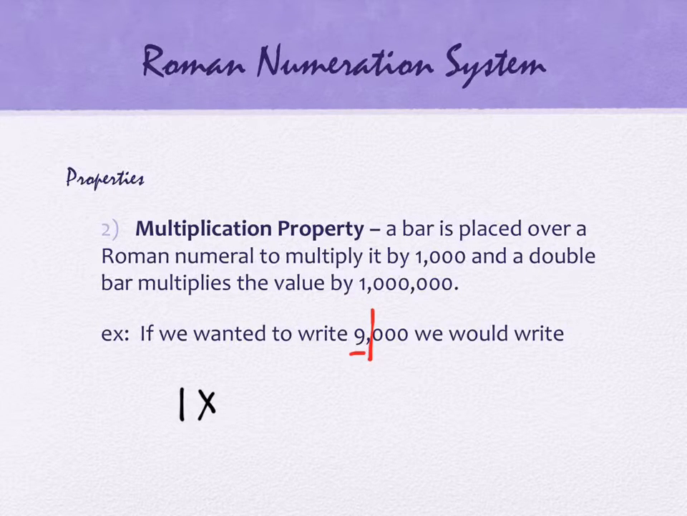How do I make the 9,000? I put a bar over it. And this would be true for anything bigger than 3,000, right? Because 3,000, I can write it with M's. But if I needed 4,000, I'd have to do 4 M's, and we never write things 4 times. So once we get to 4,000, this thing kicks in.